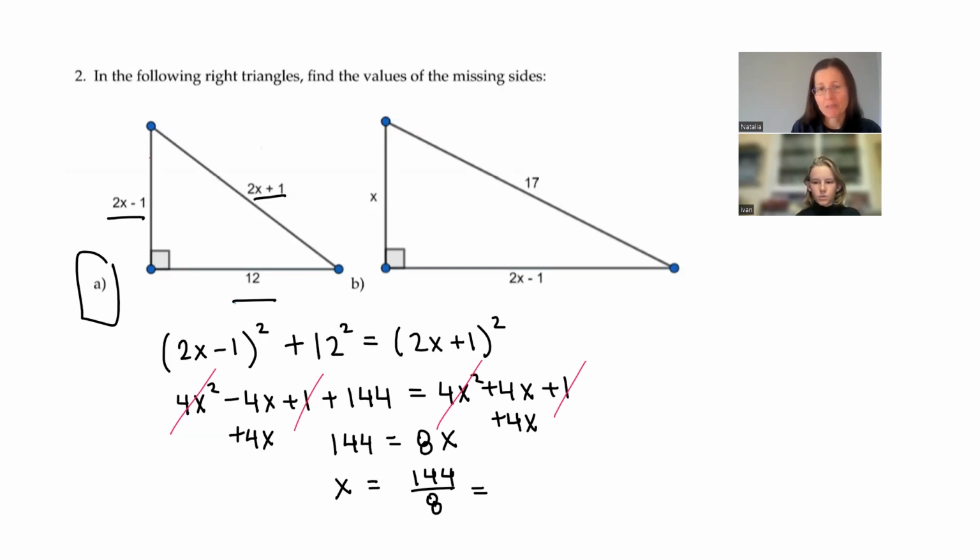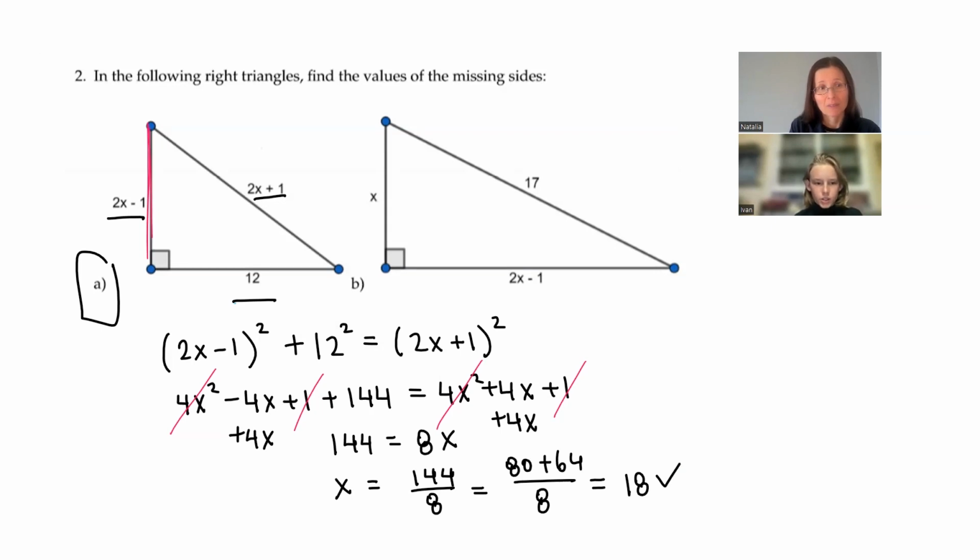We can use a calculator. We can also do it as 80 plus 64 over 8. If we don't have a calculator, this is 10 plus 8, 18. Okay. Next, we need to find the values of the missing sides. We found the value of x. That's not our answer. We need to do a few more steps to find the dimensions. How do we do this? If we know x, how do we find the length of that leg?